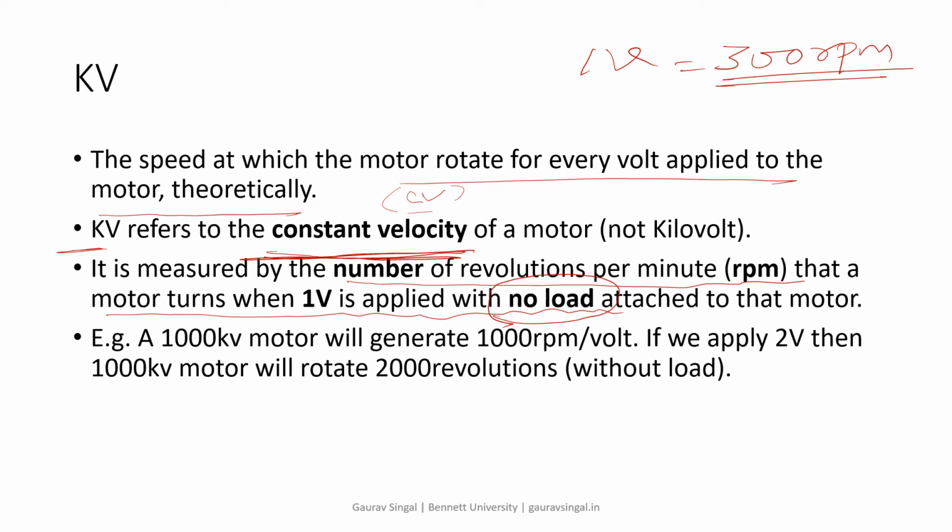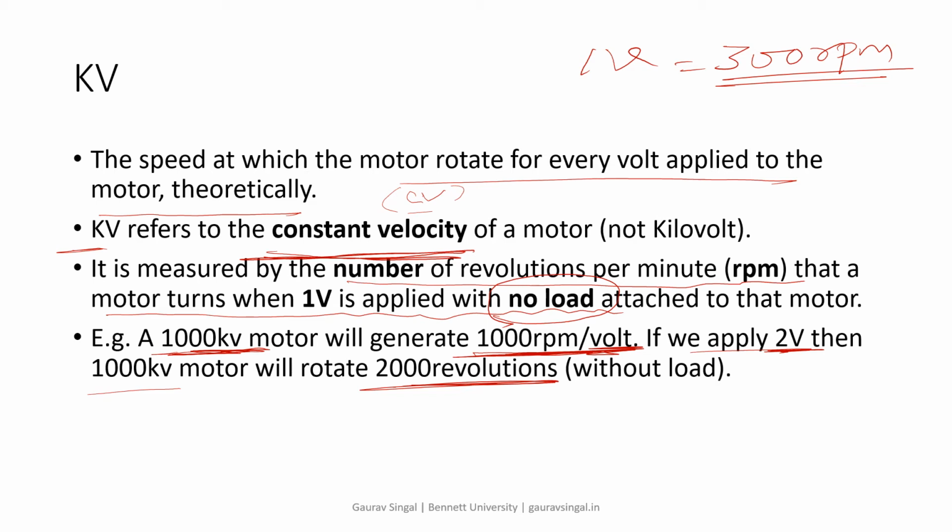So for example, a 1000 kV motor will generate 1000 rpm per volt, and if we apply 2 volts, then it will give you 2000 revolutions per minute.